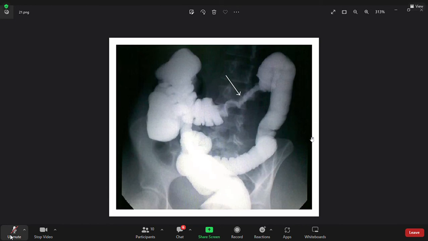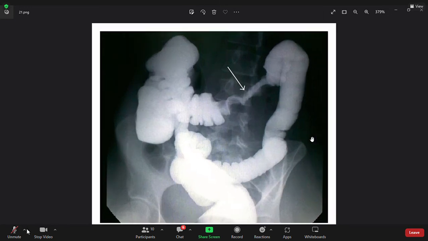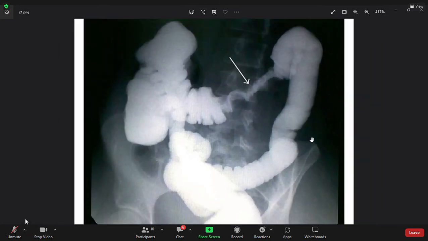What does the arrow point to? Anybody? I think it's called the apple core deformity. That's right, there's an apple core deformity. You see the normal lumen and then it narrows down to a little channel. So there's an annular constricting growth within the lumen which has narrowed the channel. So this is almost confirmatory for adenocarcinoma of the mid to distal transverse colon on a barium enema.